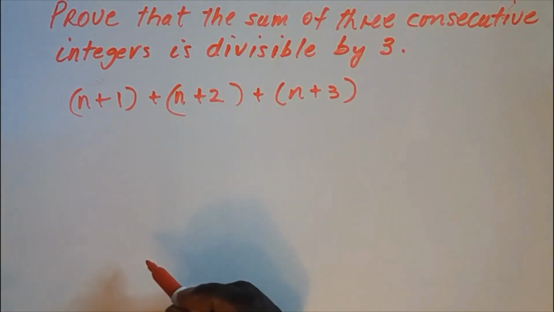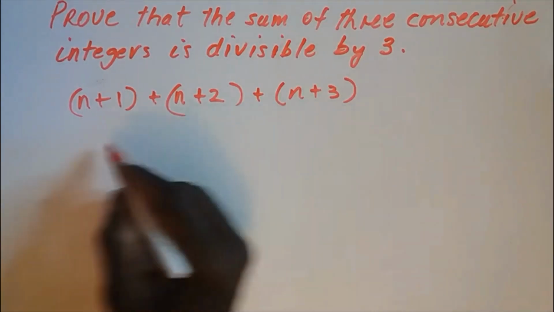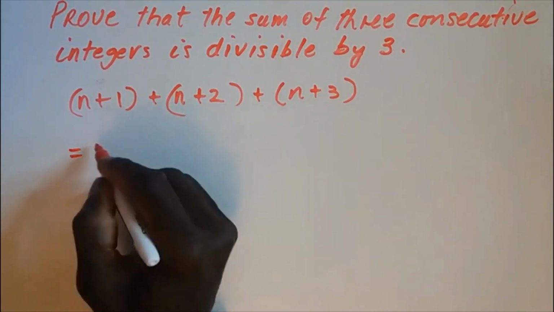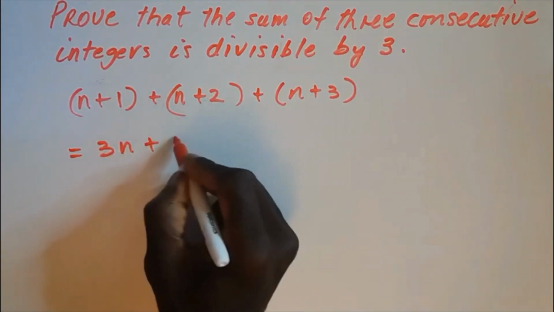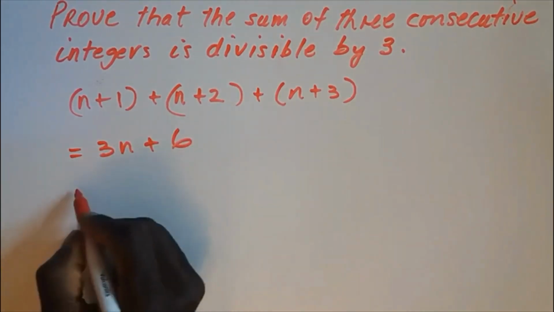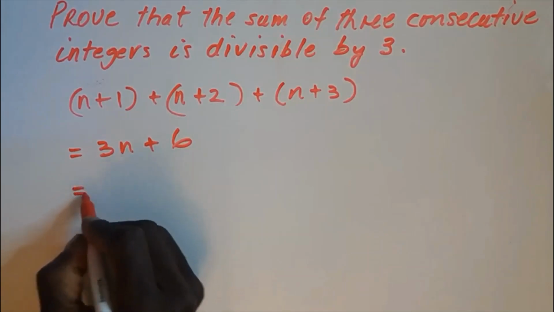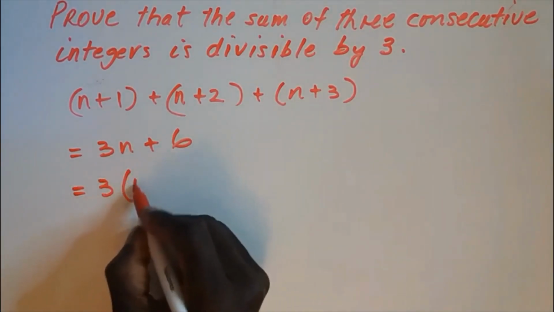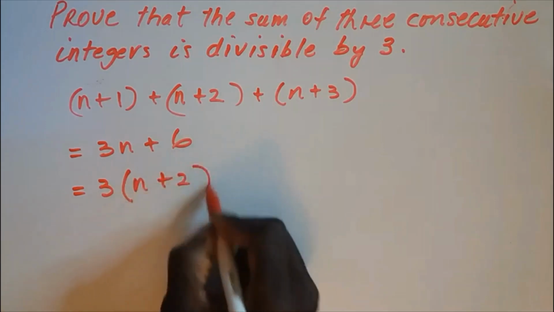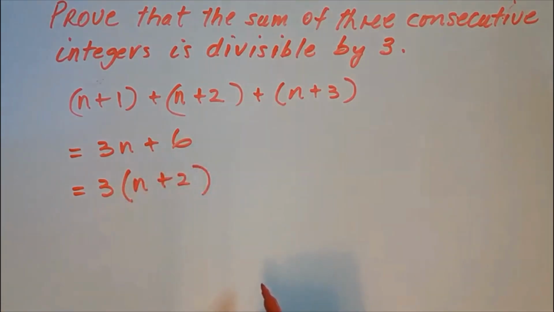So we'll add all of these, and this will give us 3n add 6, and to show that it's divisible by 3, we factorize this expression. 3 into n add 2. And this shows that the sum of 3 consecutive integers is divisible by 3.